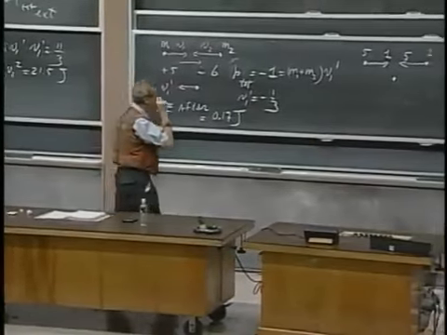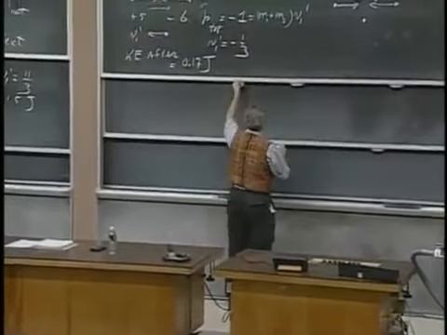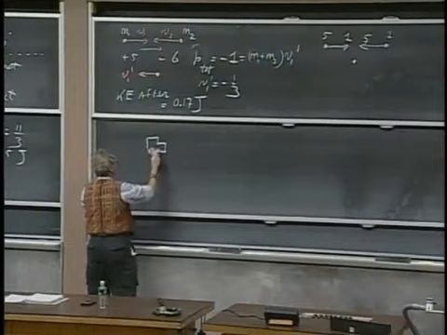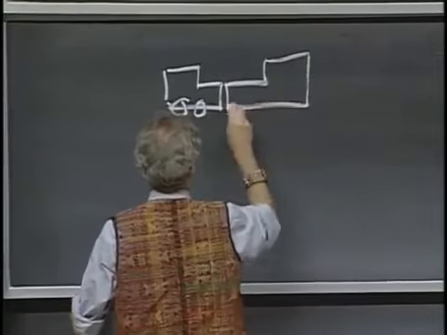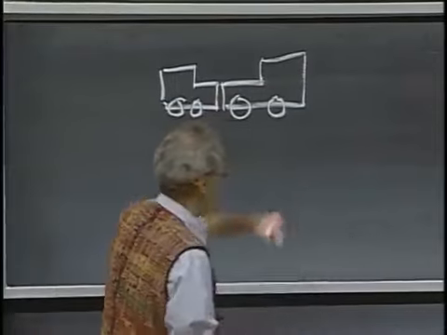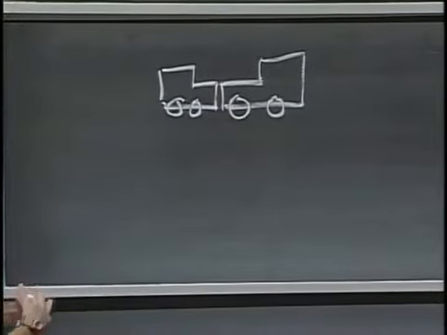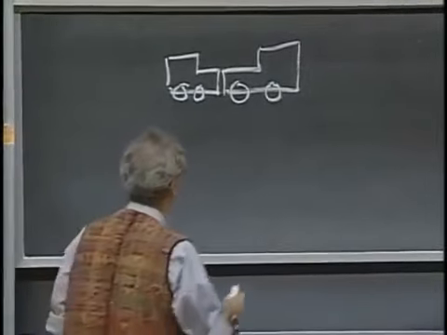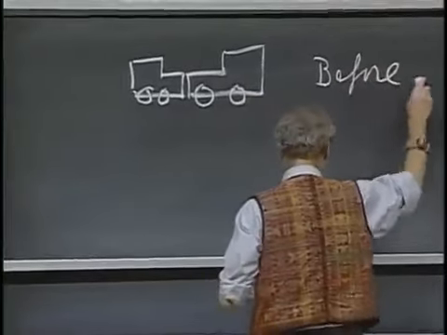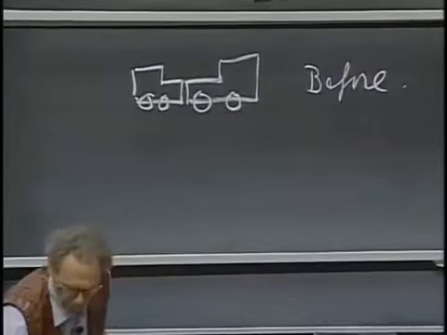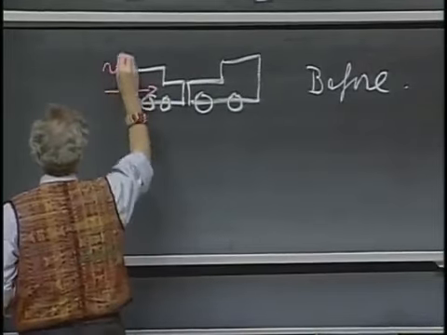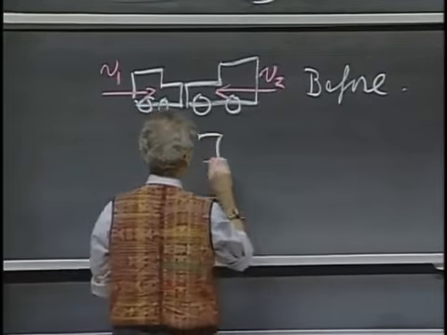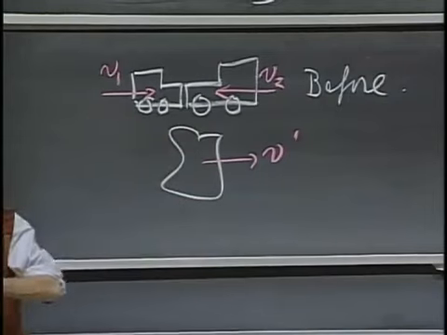If you have a car collision, and two cars hit each other, I compare the situation just before the collision with just after the collision. Here are the two cars, and one has a speed in this direction, the other has a speed in this direction, and they hit each other. And they stick together. That's a given. They go as one big clump. So this is before. And I can give them some velocities. This is the speed of one, v1, and this is the speed of the other, v2. Afterwards, you see something like this, v prime, just a wreck.